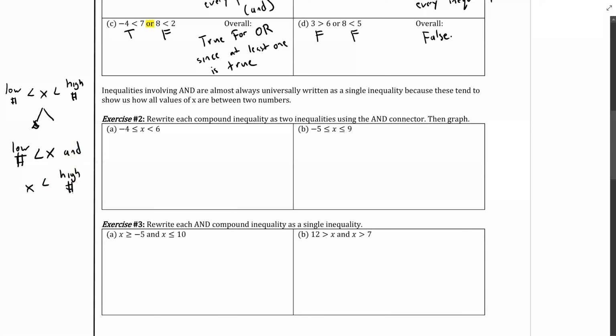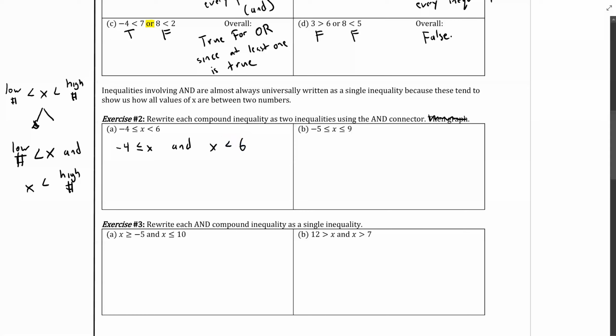So I'll show you what I mean. Rewrite each inequality as two inequalities using the AND connector. Oops, we're not going to worry about graphing yet. So here, this is saying -4 is less than or equal to x. So we can say -4 is less than or equal to x, and at the same time, x must be smaller than 6.